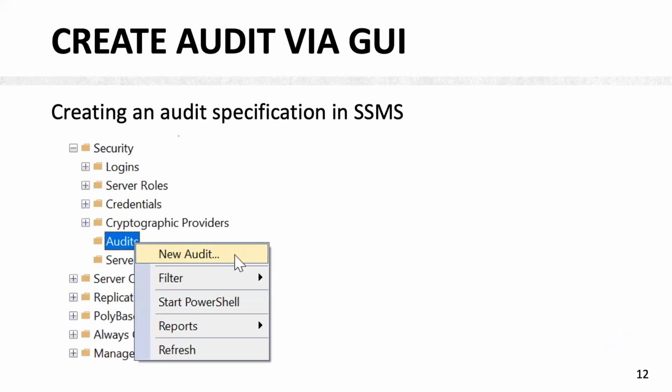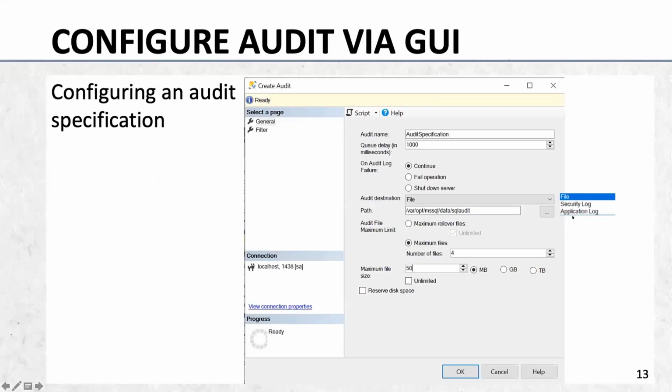To create a new audit specification, it's in the security section in SSMS. You can right-click it, and you get this dialog box. First, you're going to need to name your audit. I tend to name it something generic like audit specification, or sometimes underscore server name. You can create multiples of these audit specifications, and then you could name it something more descriptive. It's just kind of up to you how you want to name it.